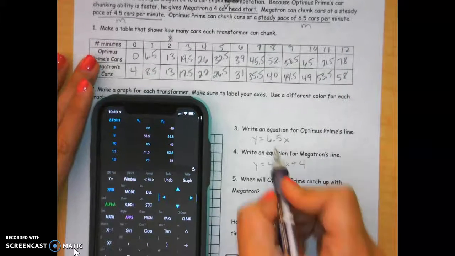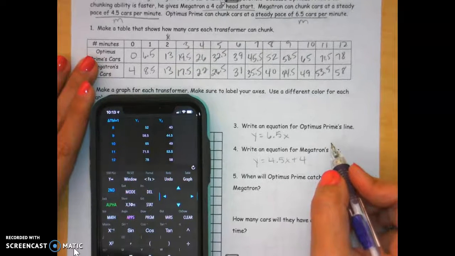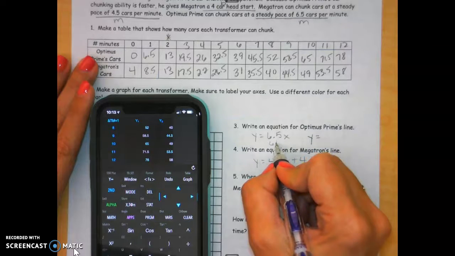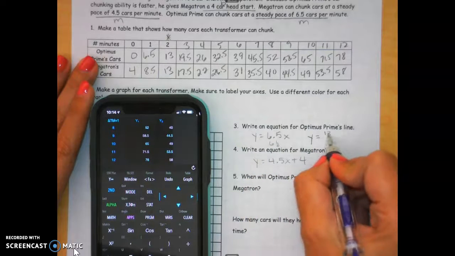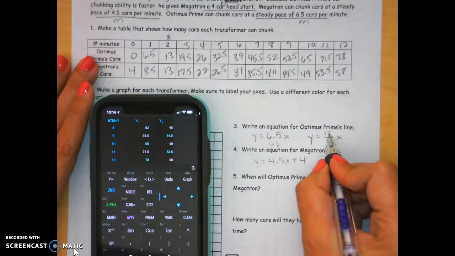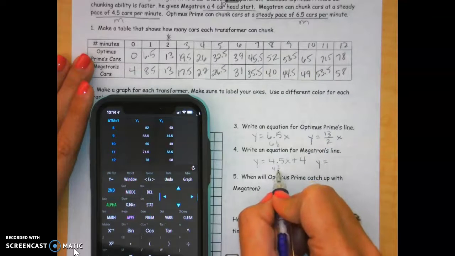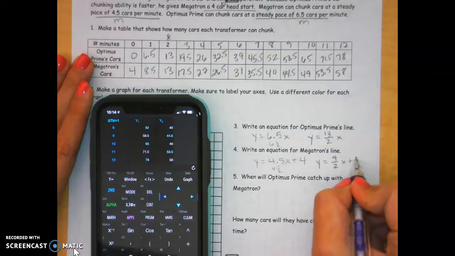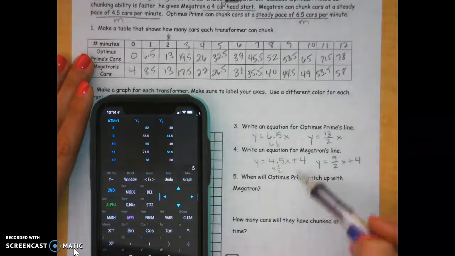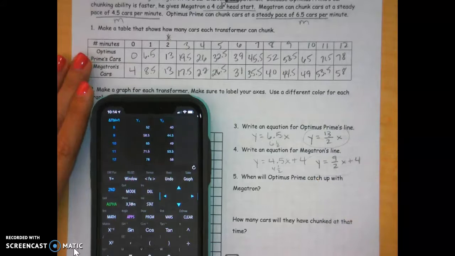Now I do want to draw your attention to the fact that we did write our slope with a decimal. Putting it in the calculator makes that much easier. I would prefer that you write this 6.5, so 2 times 6 is 12, plus 1 is 13 over 2x. So for every 2 minutes, Optimus Prime can chunk 13 cars, and for Megatron, 4.5 is 9 over 2x plus 4. But that doesn't really make it very easy to fill out our table, so I would prefer this. But if you wrote this to put it in the calculator, that's perfectly fine, and to do your calculations.